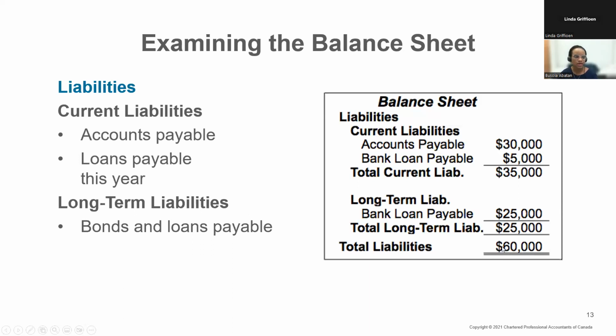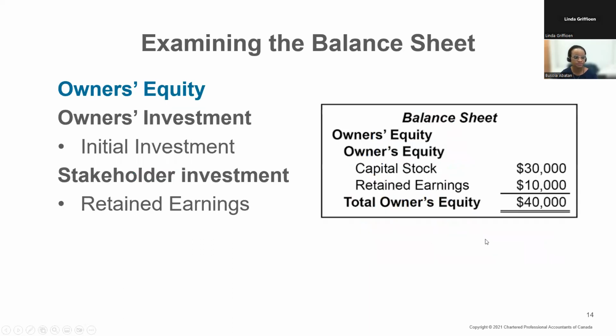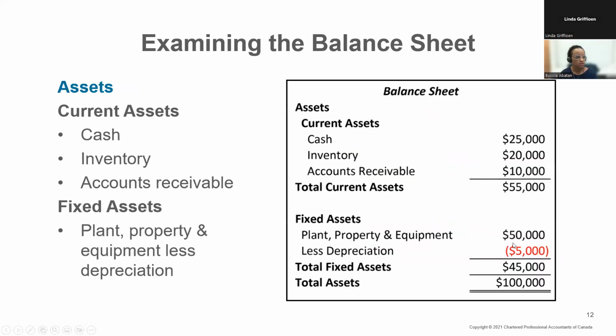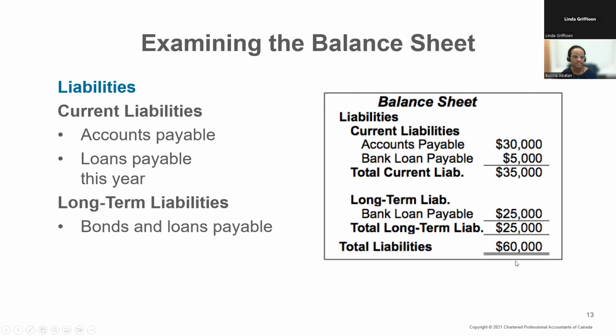If you remember our previous slide, we had $100,000 of assets. So this $100,000 of assets, $60,000 of it is financed by these activities.